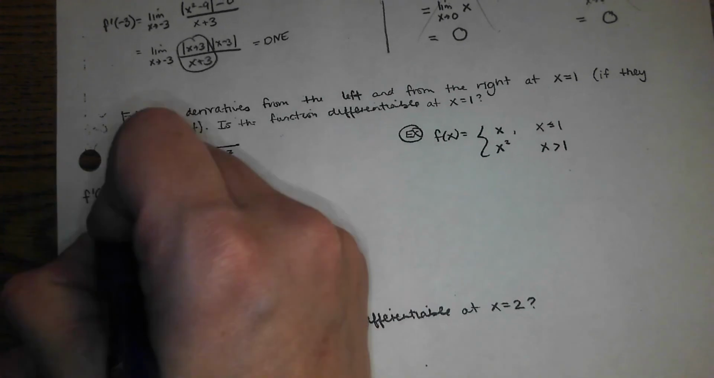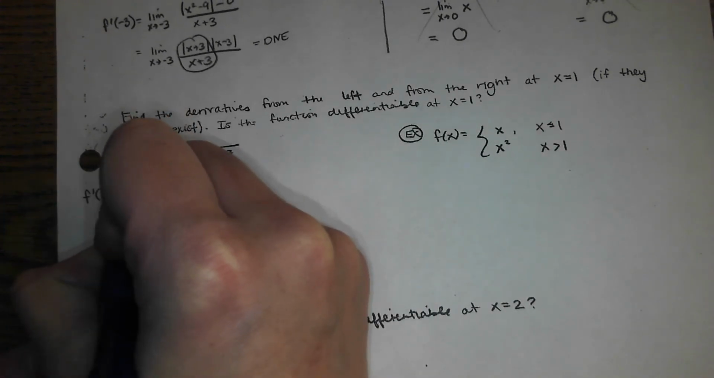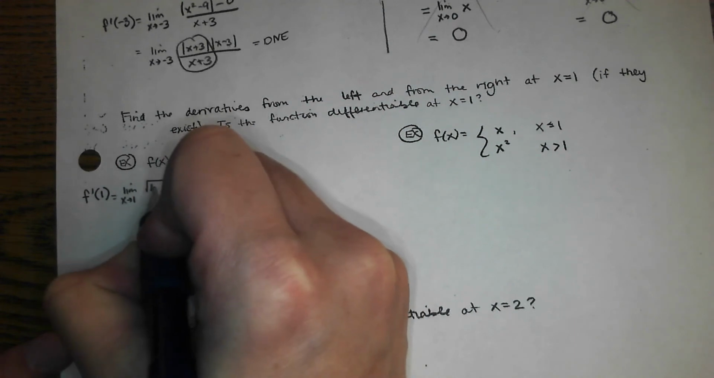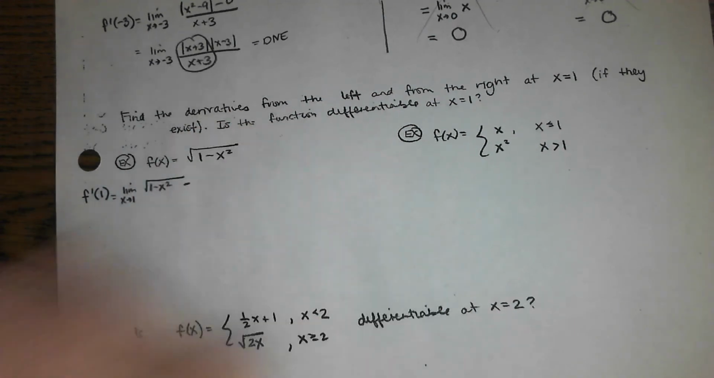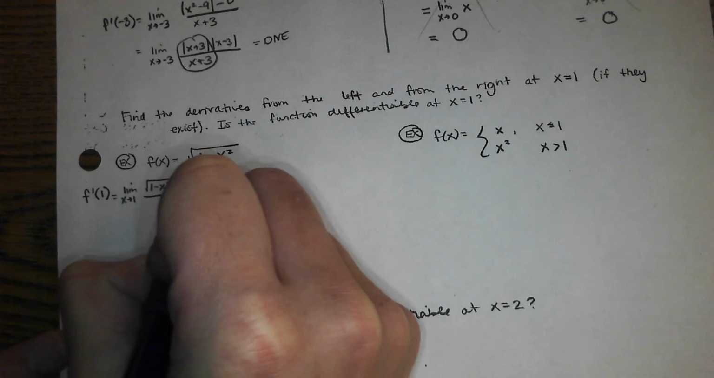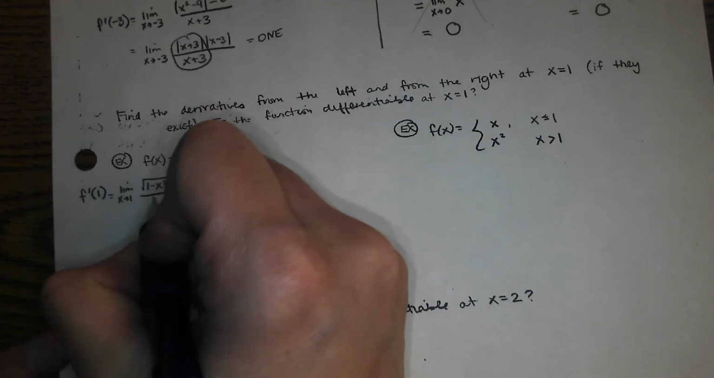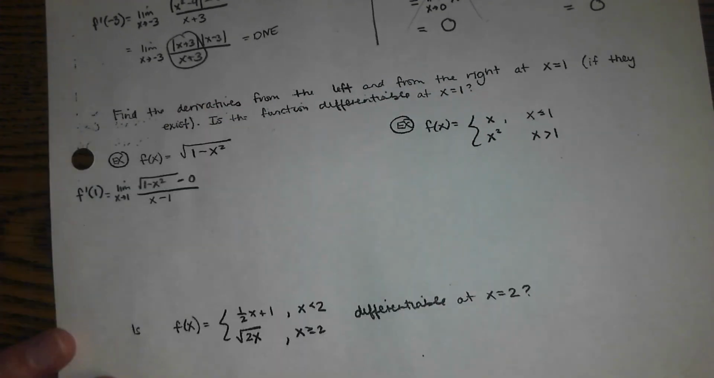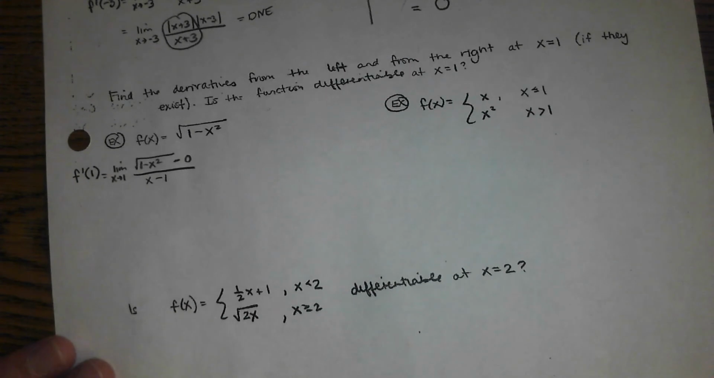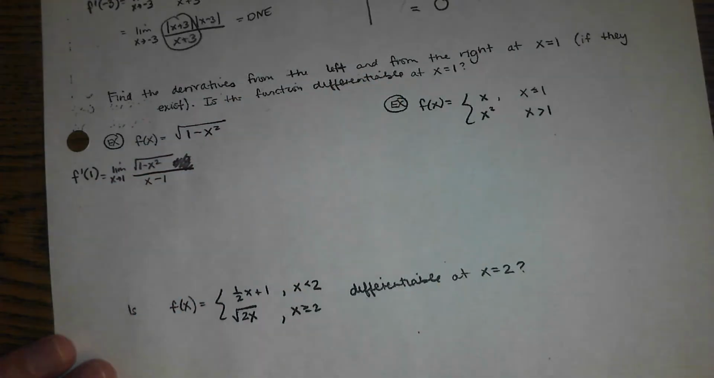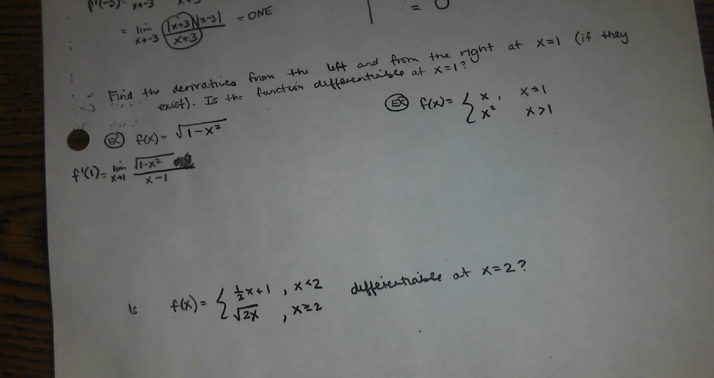F prime of 1. So the limit as x approaches 1 of f of x minus f of 1, which will be 0, all over x minus 1. The minus 0 means nothing. I try to evaluate this limit so that I can get my slope at 1, and I get 0 over 0. How might I manipulate this? Rationalize.